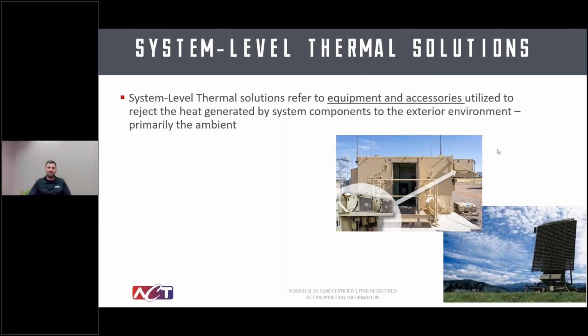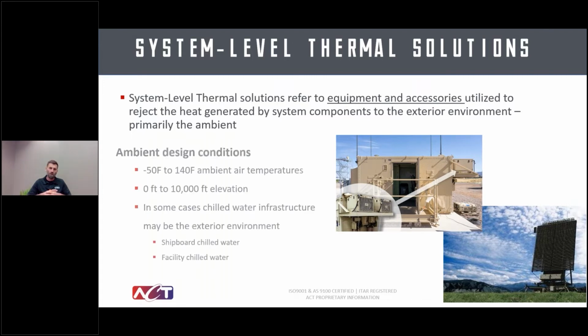When we talk about system level thermal solutions, we're referring to equipment and accessories utilized to reject the heat generated by system components to the exterior environment. That's usually the ambient condition. Ambient design conditions can be anywhere from -50 to 140 Fahrenheit and 0 to 10,000 feet elevations for terrestrial systems.